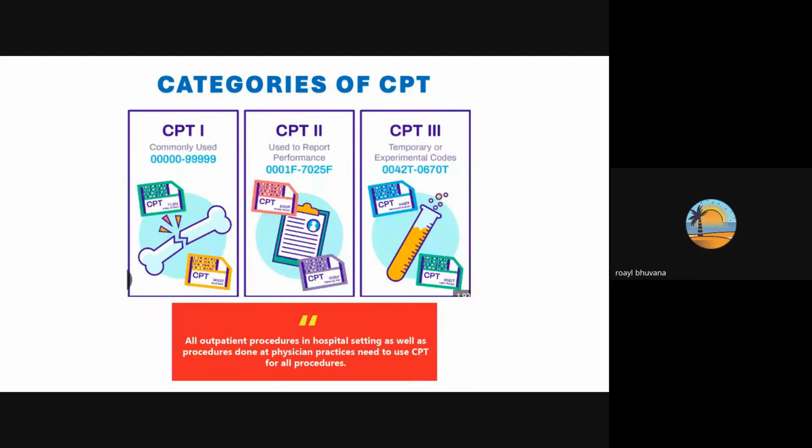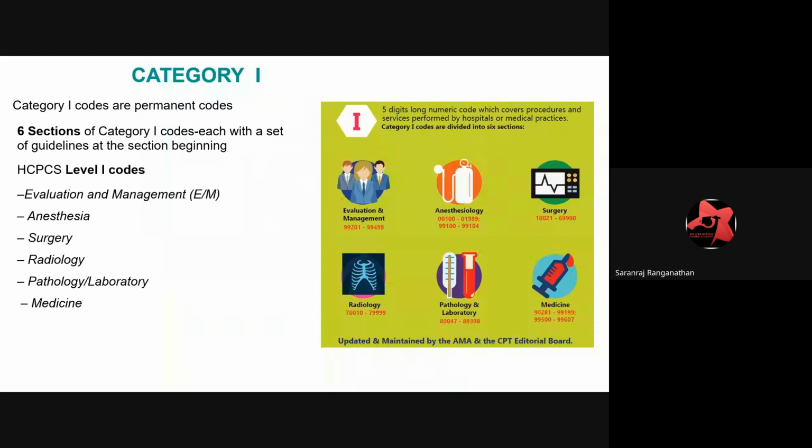Then coming to the next one. In the book, we have 3 categories. As I told, this entire CPT book is used for outpatient purposes, and it is classified into 3 different categories: category 1, category 2, and category 3. Category 1 is again subdivided into 6 different sections.